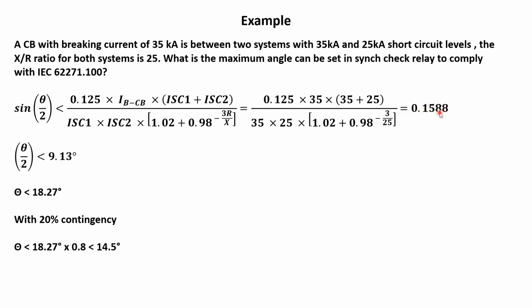It should be less than this value, and this means that theta divided by 2 is less than this, and theta is less than 18 degrees, almost. So it means up to 18 degrees. If I put in engineering practice, let's say 20% contingency, let's say 14.5 degrees. So that's the maximum delta angle between two sides. The circuit breaker can close in this angle. Even at the worst point, it cannot reach 25% of the circuit breaker current.